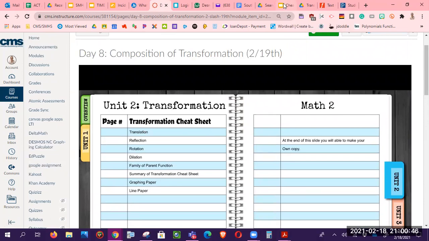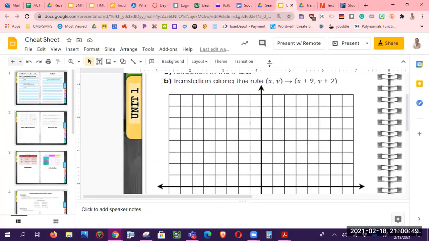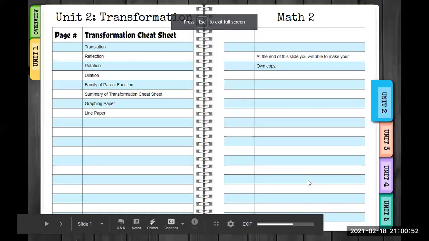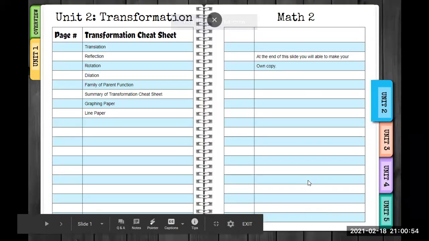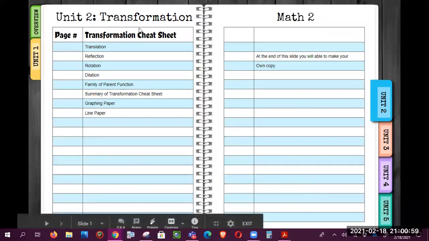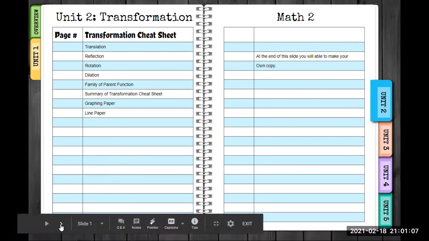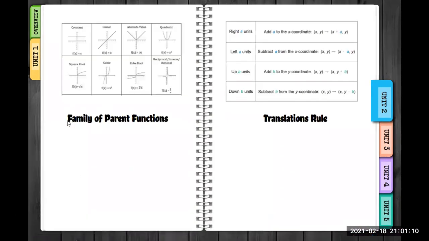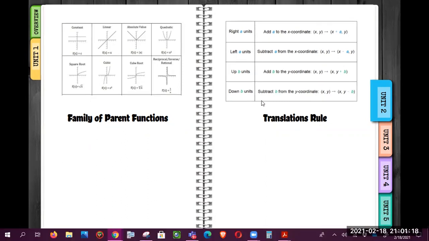This transformation cheat sheet is in here. I put them in a PowerPoint presentation. Okay, let's start. As I mentioned earlier, this is your transformation cheat sheet. I'll show you why it becomes a cheat sheet, because I compiled all the rules in one PowerPoint. First, this is the family of the parent functions. If you remember, we did that. And then these are the translation rules. You don't have to worry about translation rules because you're just moving it to the right and left, up and down.